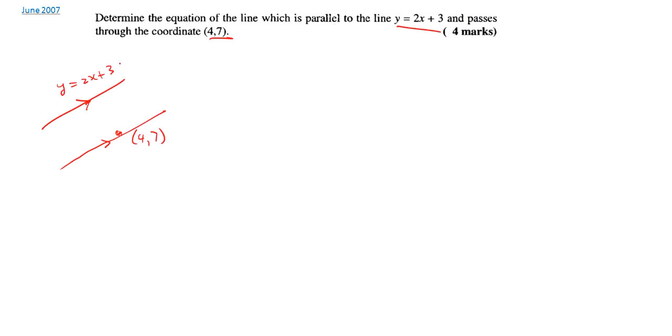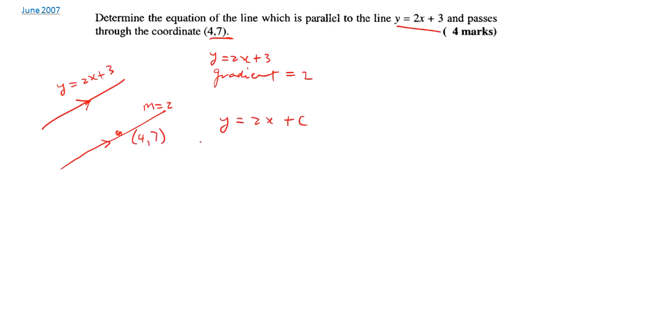So the first thing we need to know, when we have parallel lines, the gradients are the same. So from the first equation, they give us y equals 2x plus 3. Therefore, the gradient is equal to 2. Therefore, the gradient of the line that we want to find out is also equal to 2. So we know that m should be equal to 2 for that line. So therefore, y is equal to 2x plus c.